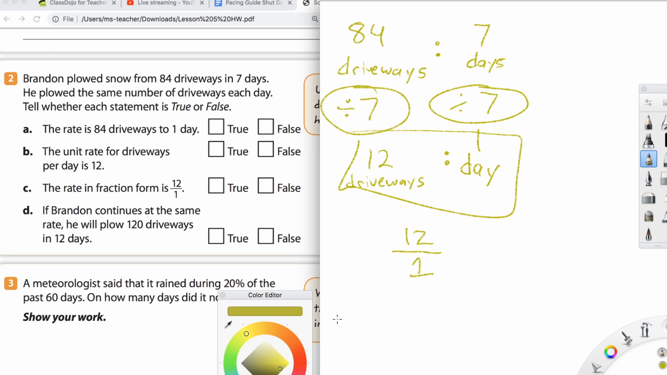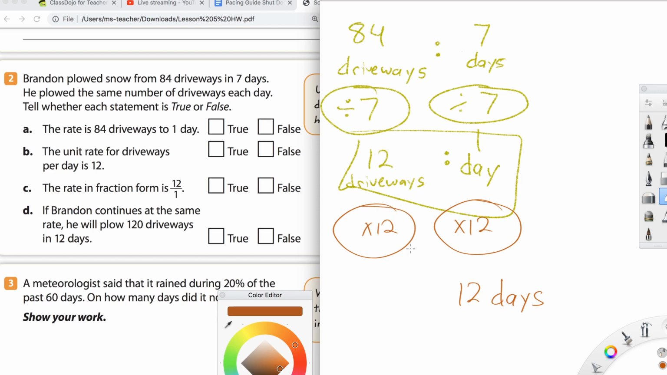If Brandon continues at the same rate, he will plow 120 driveways in 12 days. So we need to take this rate, the one that says how much is in 1 day, and we're going to multiply to get 12 days. We only have 1 day, and we need to get 12 days. So we're going to multiply 1 day times 12 to get 12 days. But we need to do this to both sides. So when I do 12 times 12 on this side, I get 144 driveways.